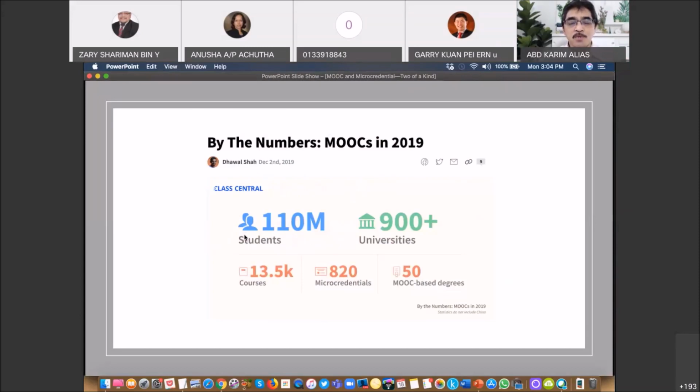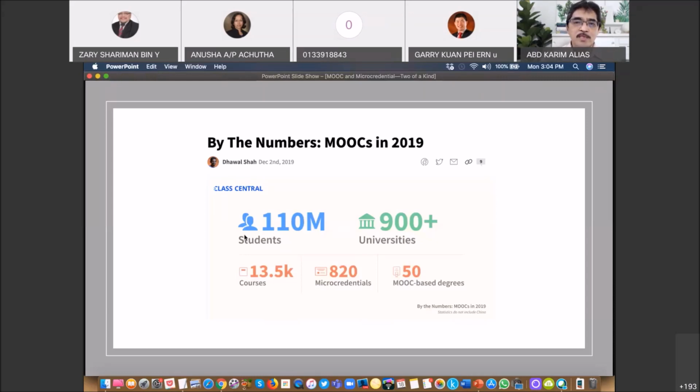Okay. So the rise of MOOCs, there was in 2012, and now as of 2019, we don't have the statistic for 2020 yet. The statistic is from Class Central. If you want to know more, just Google Class Central, and this is where you will find the statistic and the latest news and the latest development on MOOC. Currently, there are 110 million students enrolling in 13.5 to 14,000 courses, 14,000 MOOCs offered by 900 plus universities around the world.